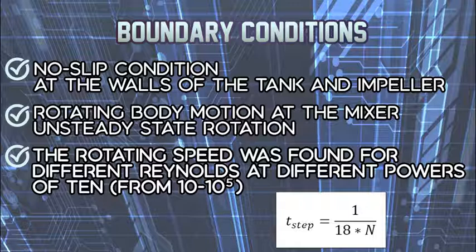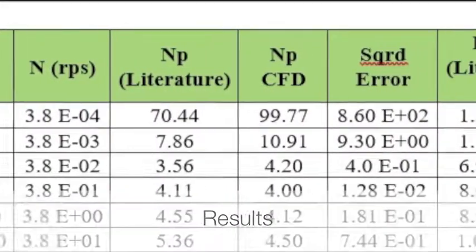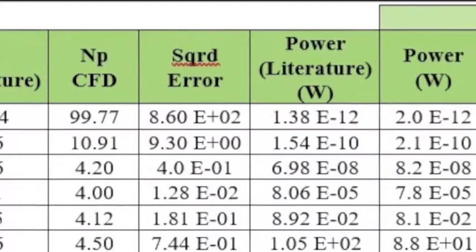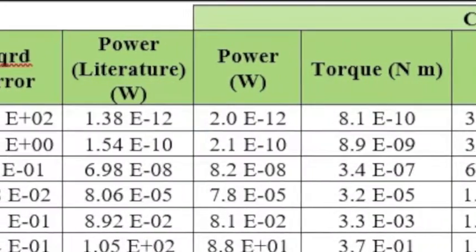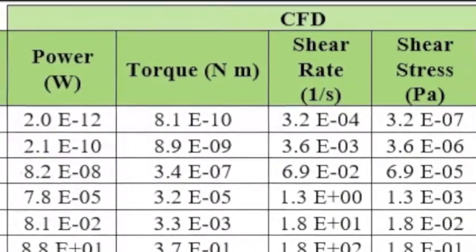The rotating speed was calculated for different Reynolds numbers at different powers of 10, ranging from 10 to the power of 1 up to 10 to the power of 5. Laminar flow development is much smaller than turbulent flow development, and therefore the time span had to be carefully considered. The solver iterated 5 times per time step. Consequently, the following results were obtained for the Rushton turbine and for the impeller that was designed by our group.